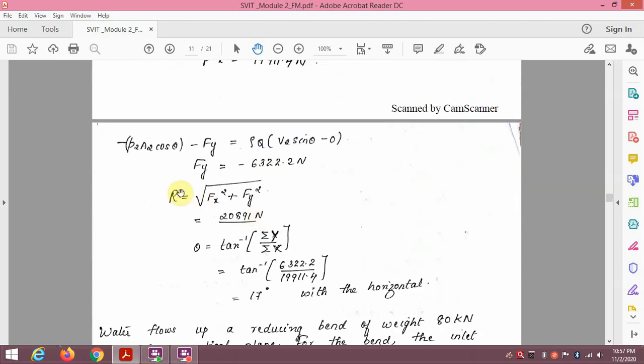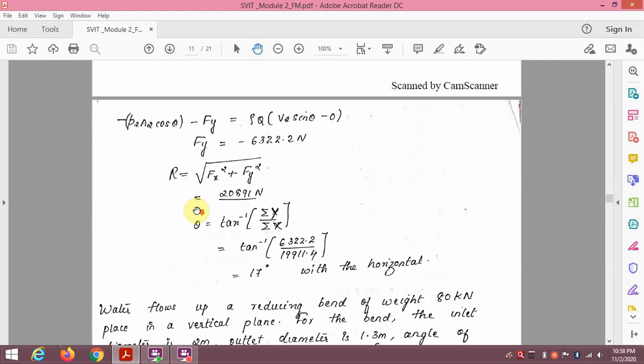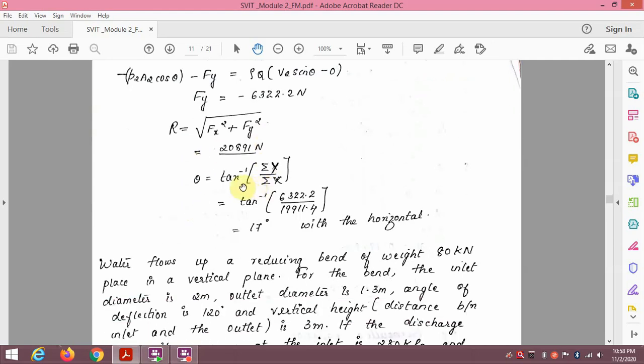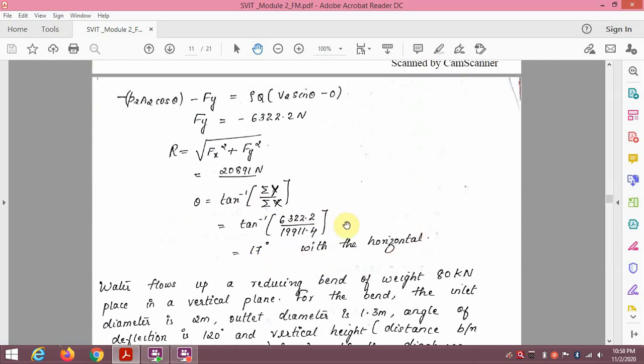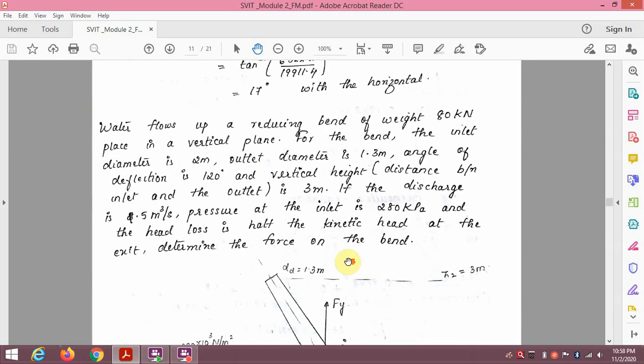19911.4 Newton. And therefore, minus P2 A2 sin theta minus Fy is equal to rho Q into V2 sin theta minus 0. Therefore, Fy is equal to minus 6322.2 Newton. R is equal to root of Fx square plus Fy the whole square, that is equal to 20891 Newton. Theta is equal to tan inverse of Fy divided by Fx, that is tan inverse of 6322.2 divided by 19911.4, that is equal to 17 degrees with the horizontal. Okay, next I will continue with the next problem. Okay, thank you.